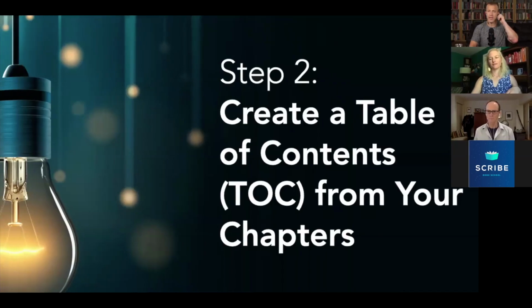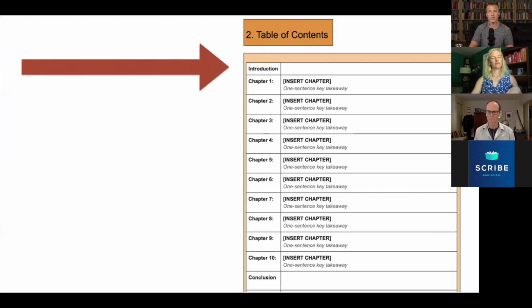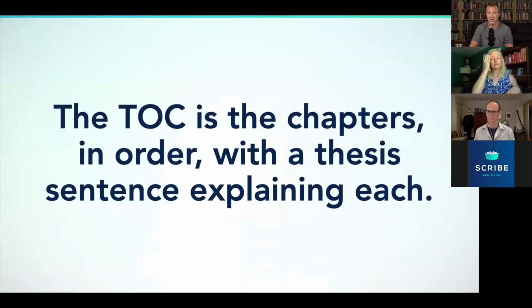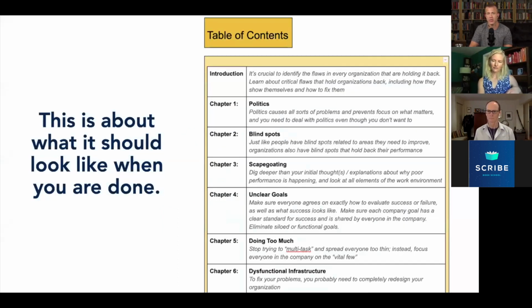Step 2, create a table of contents from your chapters. If you look down at part 2 in the orange, it has a format. It's got 10 chapters. You don't have to use 10. You can use less or more. I just put 10 because our base numerical system is base 10. The table of contents is nothing more than the chapters in order with a thesis sentence explaining each. So this is about what it should look like when you're done.